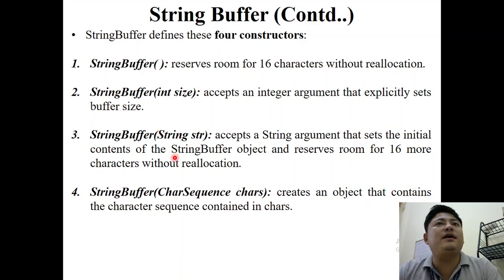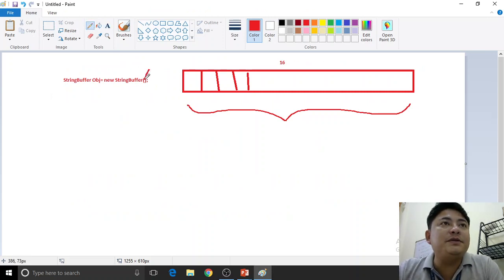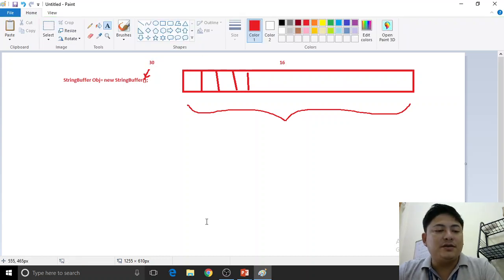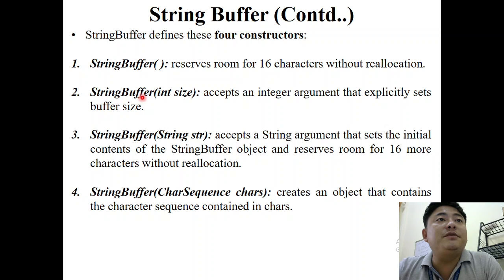Now suppose you want to have 30. Then in that case you have to specify the value 30 in the parentheses. That is accomplished using the second method: string buffer with an int size. Whatever size you give, it will accept it as an integer argument and create that many cells whenever it creates the object. The example I have already shown you.